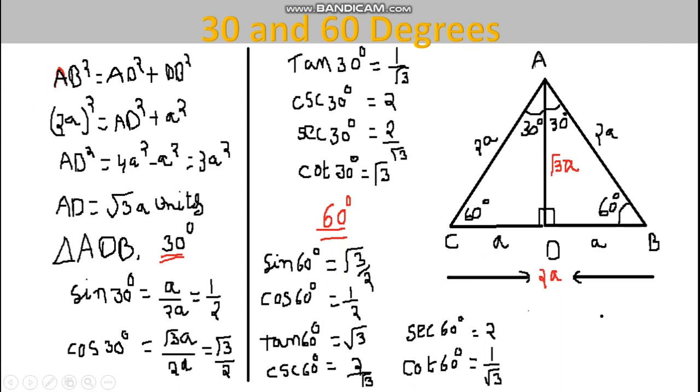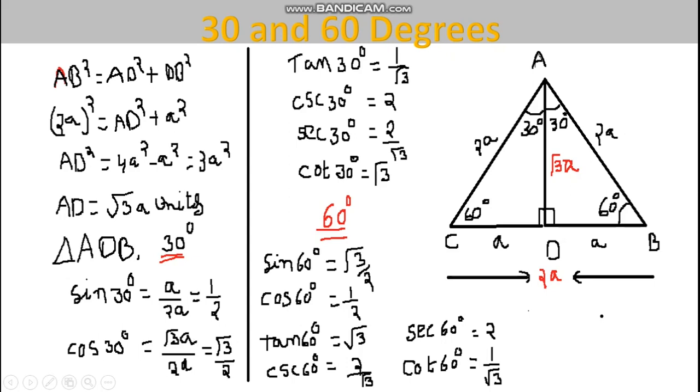So, let us consider the side of the equilateral triangle as 2A units. So AC is 2A, AB is 2A, BC is also 2A. And moreover, since these two triangles are congruent, their corresponding sides are equal. So CD is equal to DB and CB is 2A, then CD and DB are A units respectively. Now, if you observe triangle ABD, we know two of its sides. AB is 2A units and DB is A units.